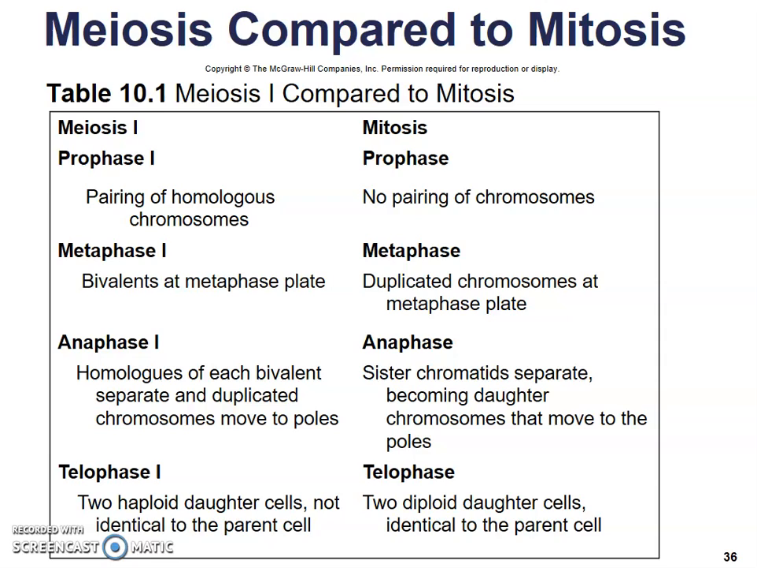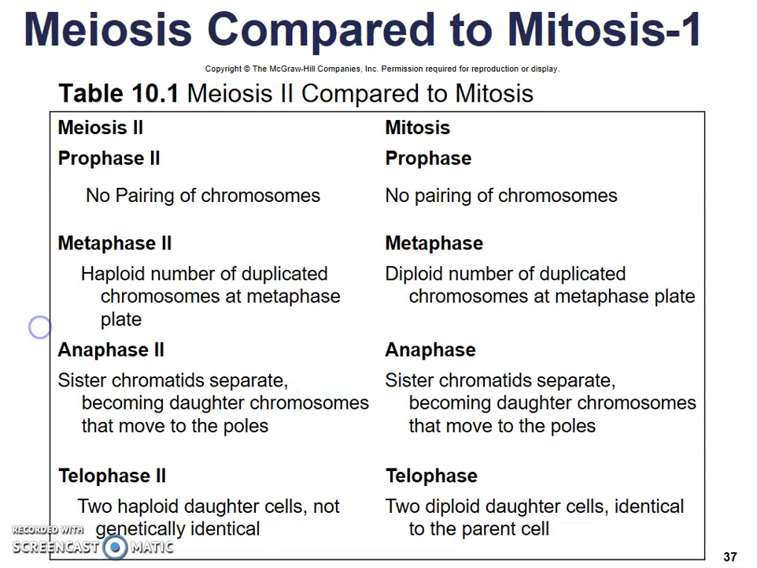Whereas in mitosis, there's no pairing of chromosomes in prophase. Duplicated chromosomes meet at the metaphase plate in metaphase. In anaphase, the sister chromatids separate. And in telophase, we have 2 diploid daughter cells that are identical to each other and to the parent cell.